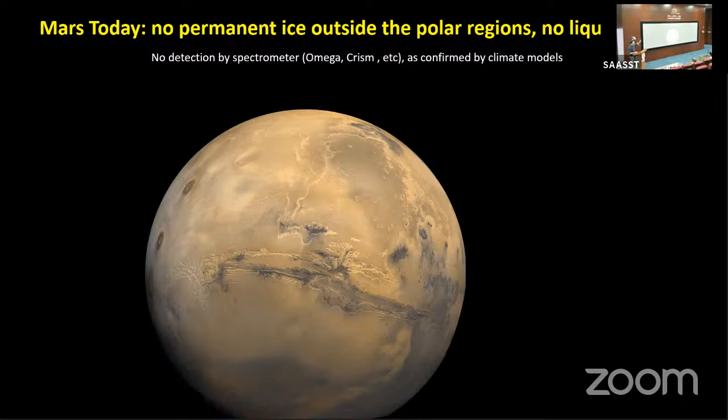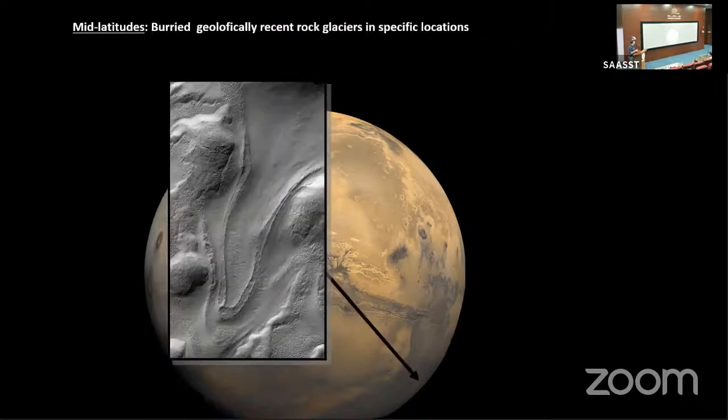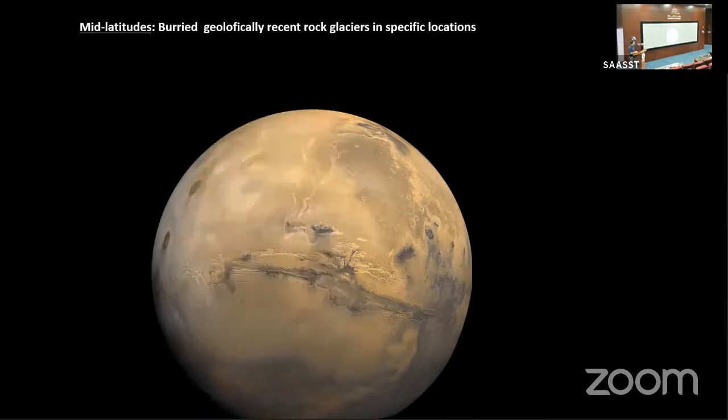There is no liquid water. So Mars is nowadays a real, real desert. But my point today, quickly, is to say that it has not always been the case. Indeed, if you look at the geology this time, you discover that in many locations you have remnants of glaciers. You can see here moraines. In such a desert, it's surprising. This is in mid-latitude in the south.